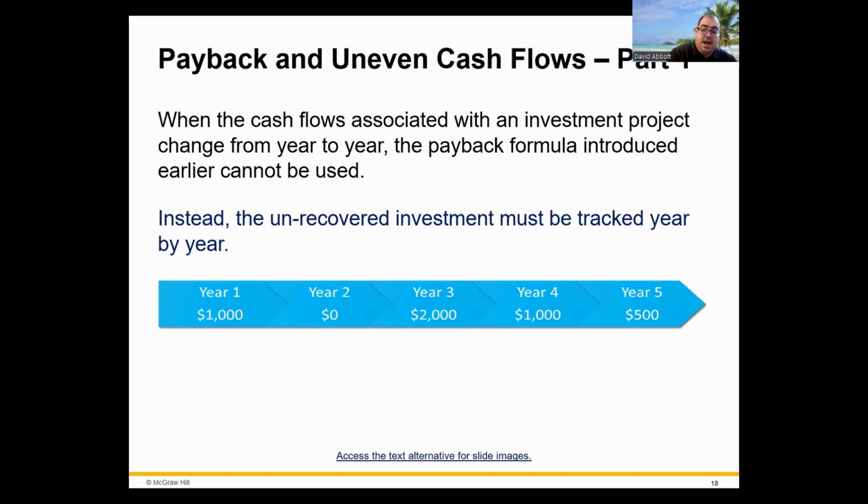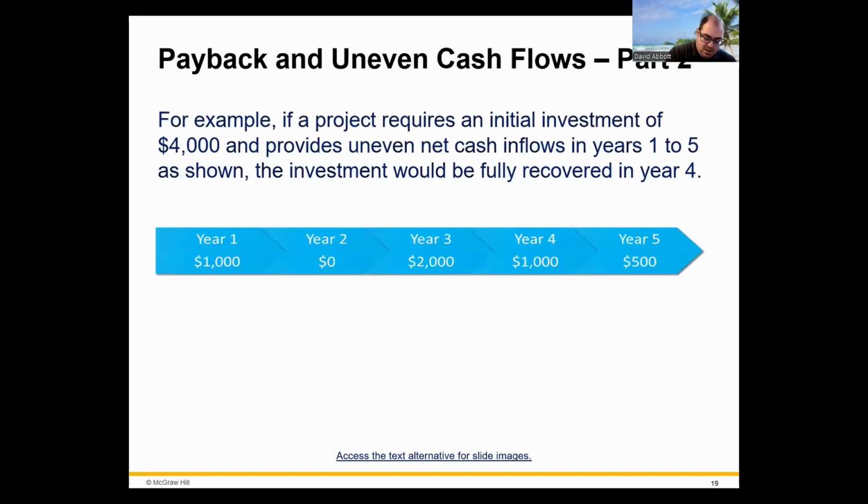Then, looking at how we would deal with uneven cash flows. When the cash flows assigned to each investment project change from year to year, the payback formula that we looked at earlier cannot be used. Instead, an unrecovered investment must be tracked year by year. For example, if a project requires an initial investment of $4,000 and provides uneven net cash inflows for years 1 through 5 as shown, the investment would be fully recovered in year 4.